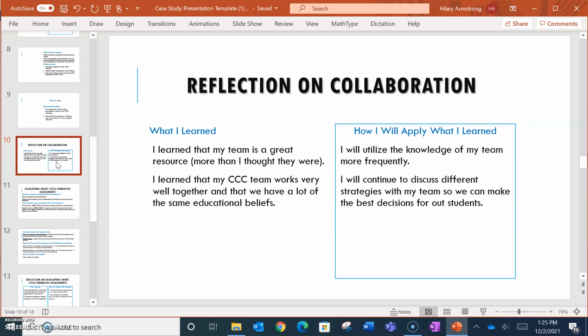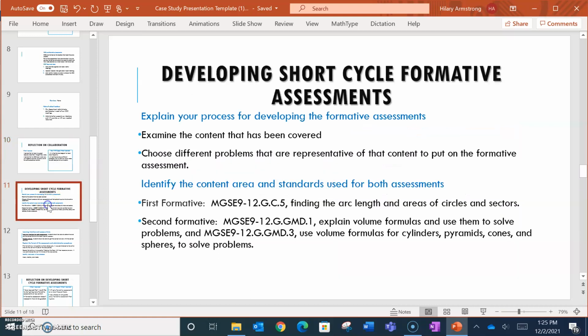So what I'm going to apply is that I'm going to continue to utilize my strong CCC team, and I will also continue to discuss different strategies so we can make good decisions for our students. So my process for developing the formative assessments is I look at the content that we've covered, and then I choose or make up different problems that are representative of what we studied in class.